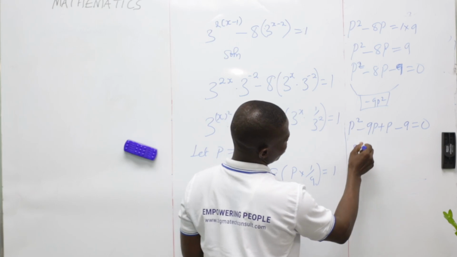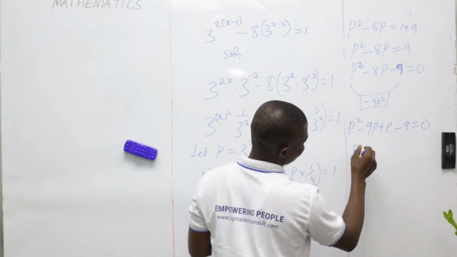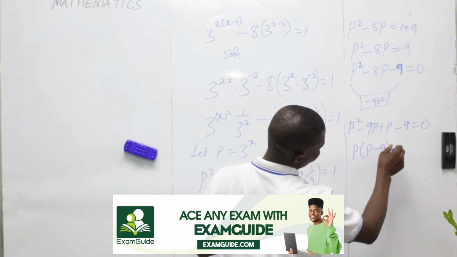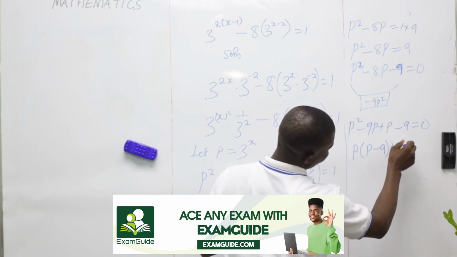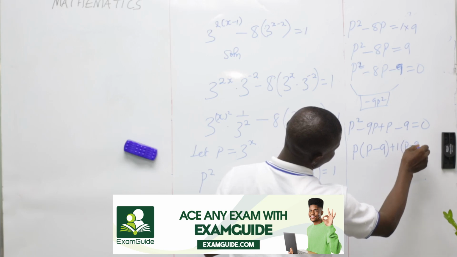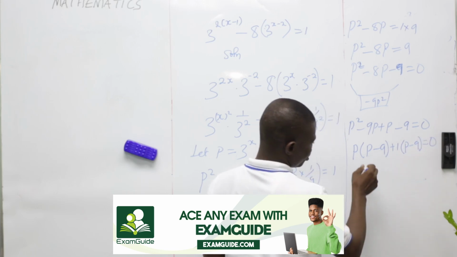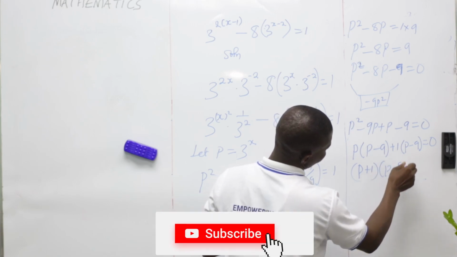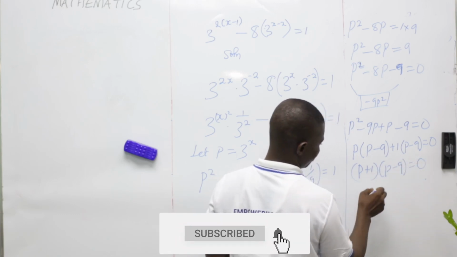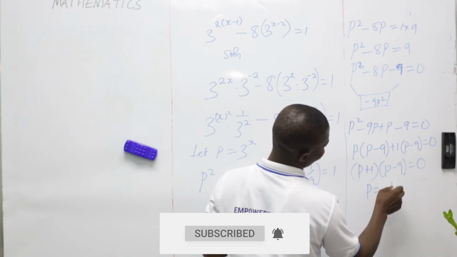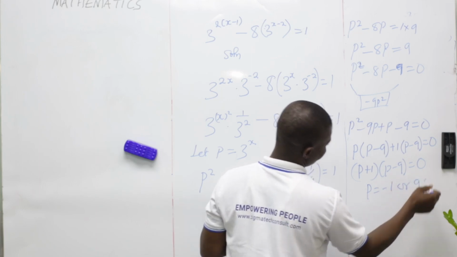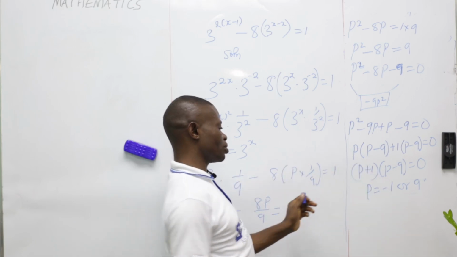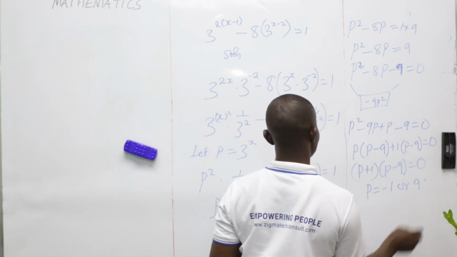So P squared, P into P, you are factoring out now, minus 9 plus 1 into P minus 9 equals 0. So that P plus 1 and P minus 9 will be equal to 0. P is either minus 1 or 9. But remember, minus 1 is not a solution. The solution is who? 9.